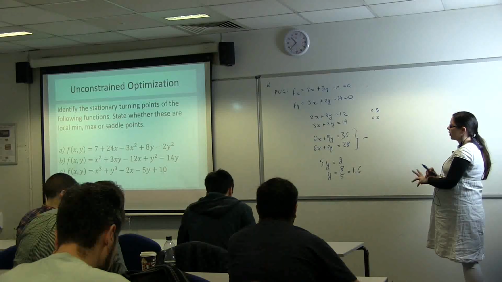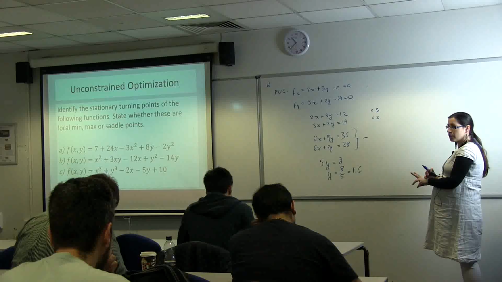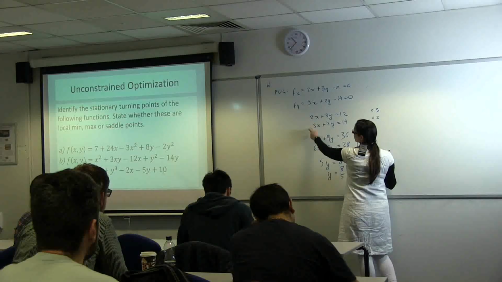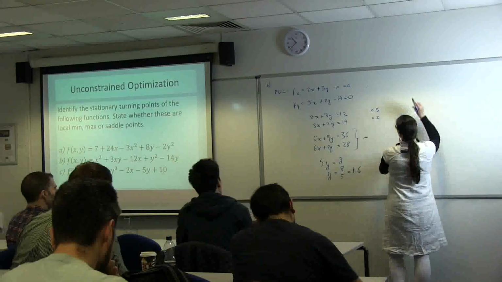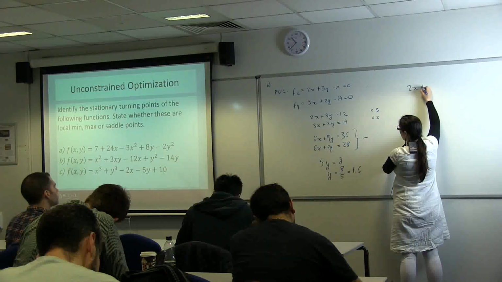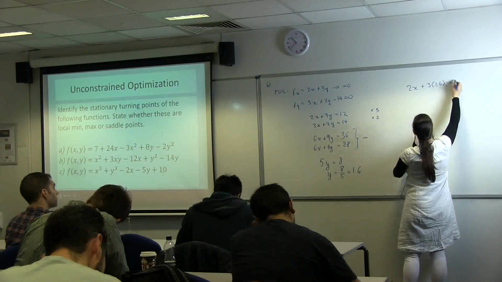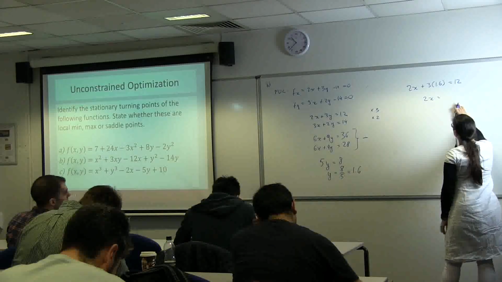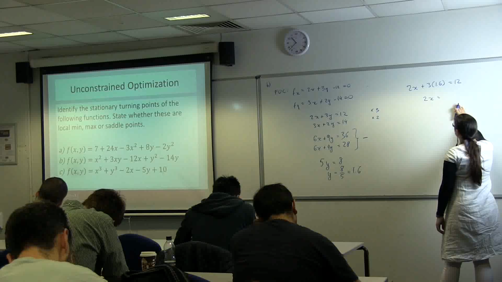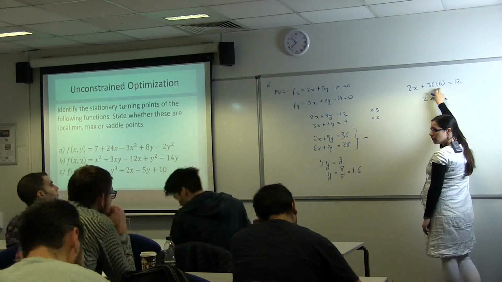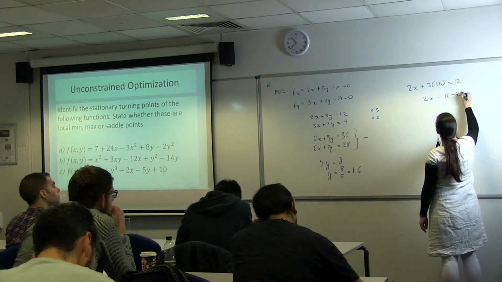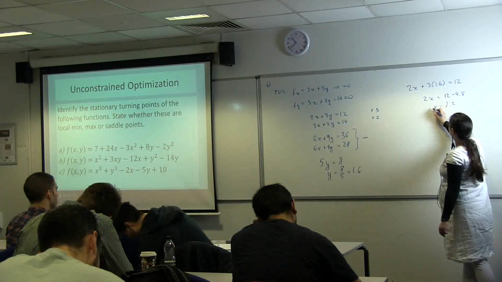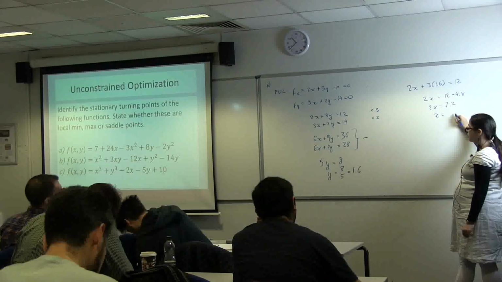Okay, so found y. What am I going to do next? Substitute back into either of the original ones. Again, doesn't really matter. I'm going to go for the first one. So 2x plus 3 times 1.6 has to be equal to 12. So 2x has to be equal to 12 minus 4.8. Somebody calculate that for me, please. And x, therefore, is half of that, which should be 3.6.